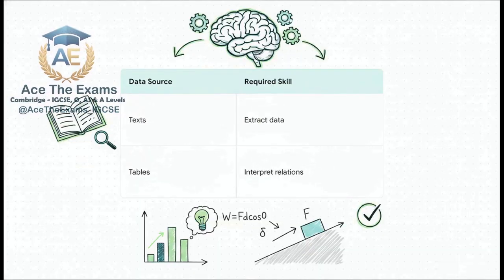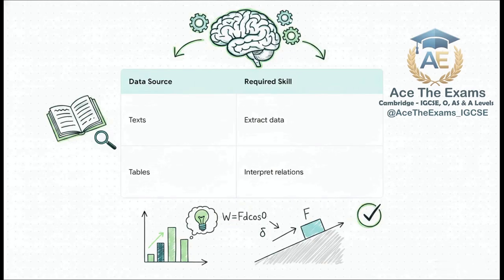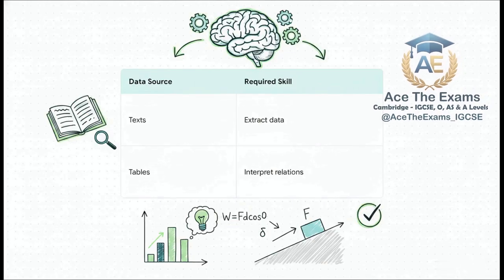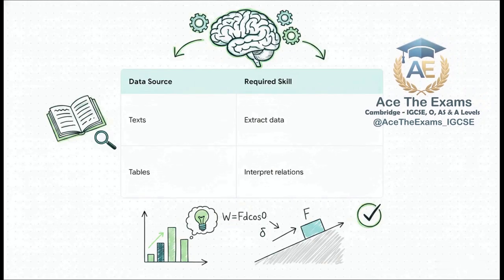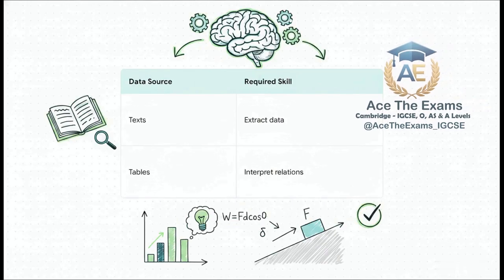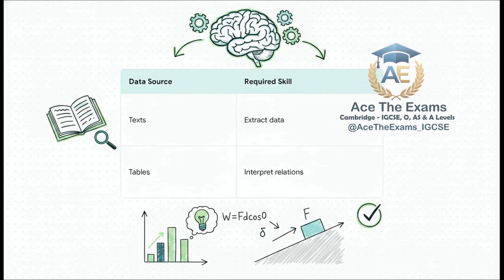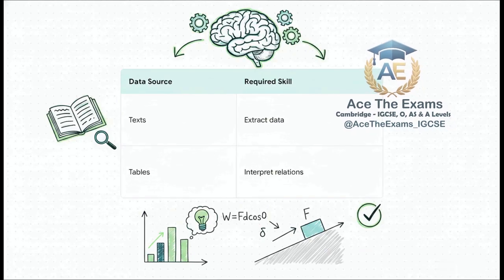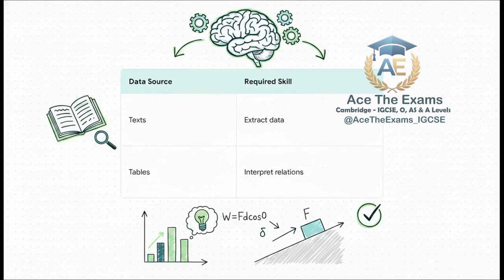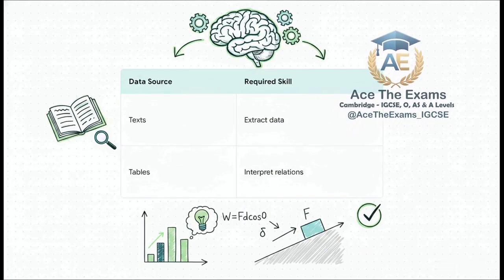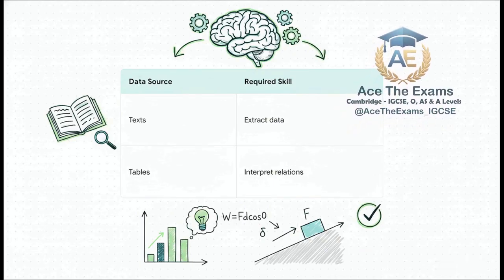Let's zoom in on step 2 for a second, extracting data. Your data interpretation skills are absolutely critical here before you even think about plugging a single number into W equals Fd cos theta. You're going to see data sources like complex texts or tables. Your job is to extract that data, interpret the relationships, like really identifying which force is actually doing the work against the angle of motion, and then draw evidence-based conclusions.